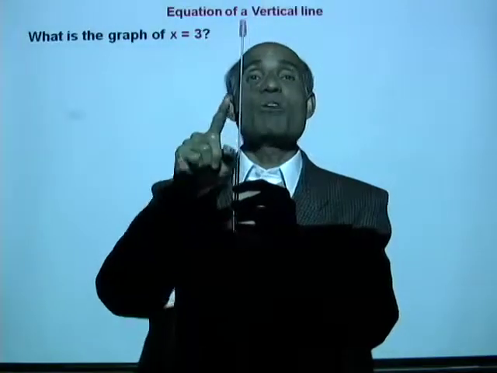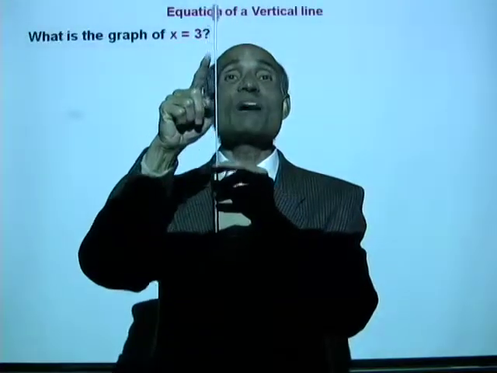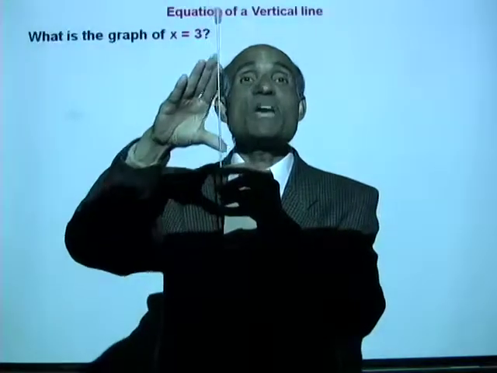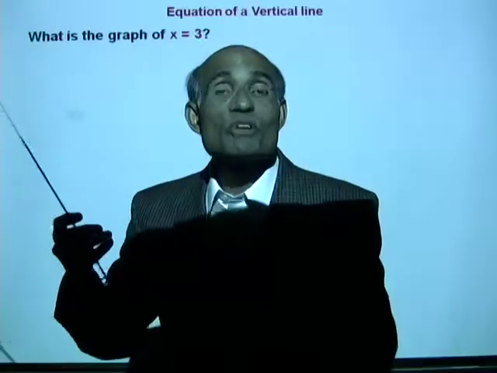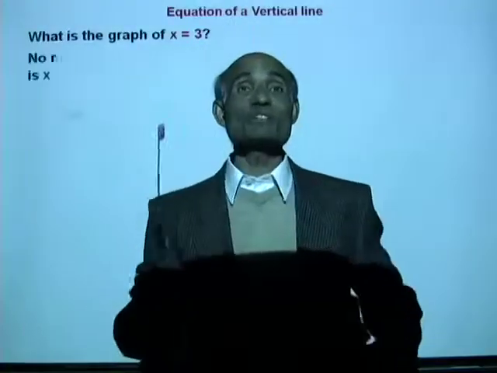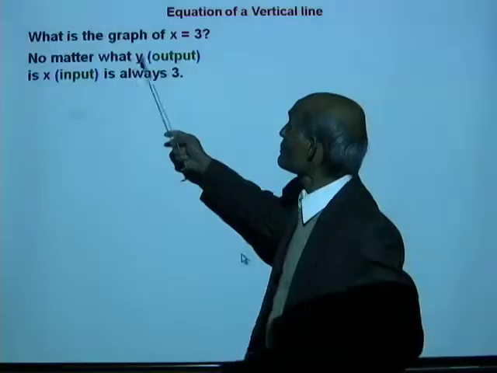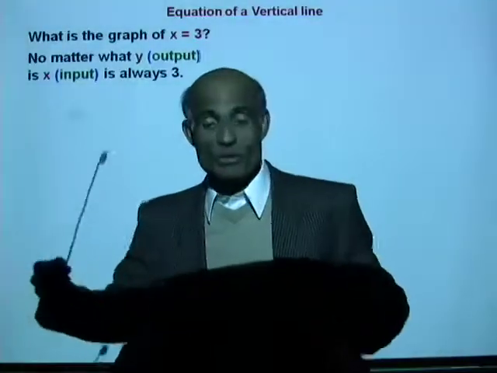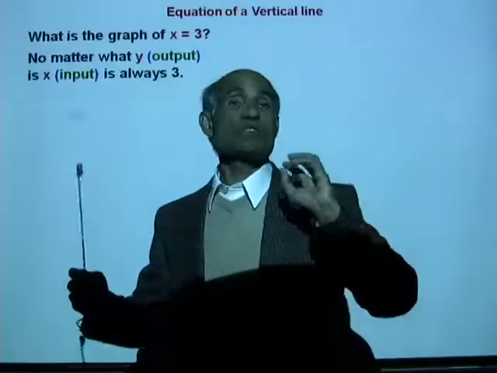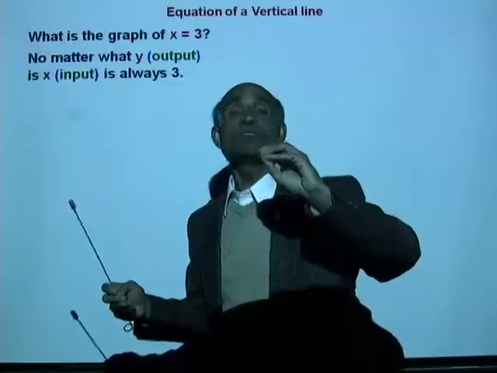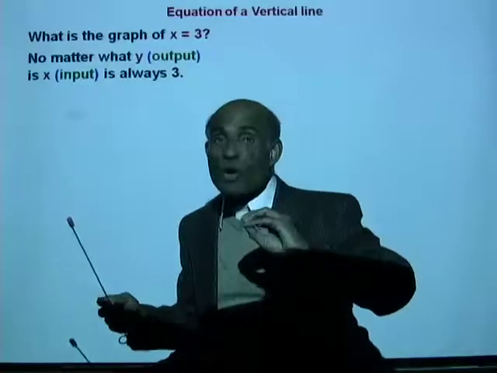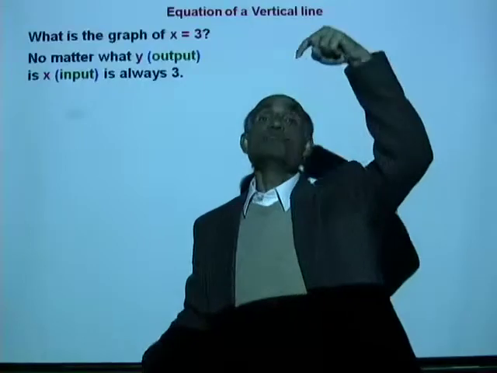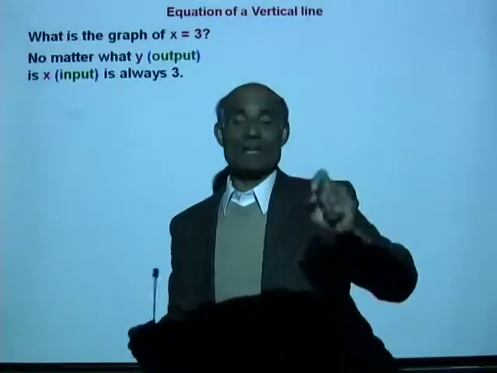That means if you go along that line, anywhere on that line, x equal to 3. That means y can change, but x will always be the same. It is a vertical line. So no matter what y the output is, the input is always 3. The input will always be 3, and for the same input you have numerous outputs along the vertical line.